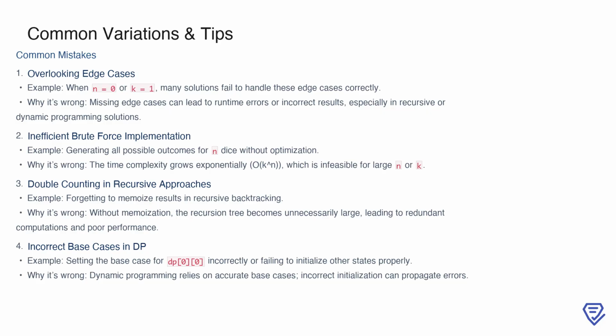Lastly, incorrect base cases in dynamic programming solutions can also cause problems. For example, if you initialize DP[0][0] incorrectly or fail to set up other base states properly, it can lead to cascading errors throughout the solution. Dynamic programming relies heavily on accurate base case initialization, so getting this part right is critical.